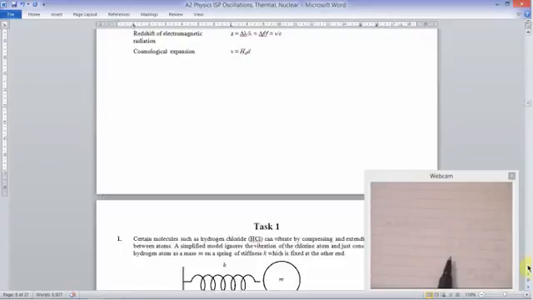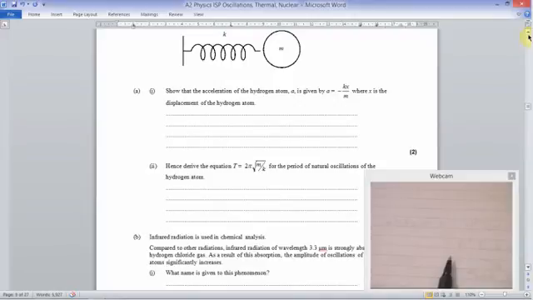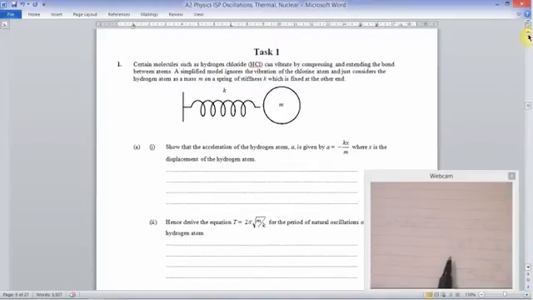Okay, let's get into these questions then. We've got a hydrogen atom on a spring. This is a model for the bonds inside a molecule, essentially. You've got a simplified model that ignores the vibration of the chlorine atom and just considers the hydrogen atom as a mass m on a spring of stiffness k at the other end. This is our model of what's going on in this molecule. Show the acceleration a of the atom is given by a equals minus kx divided by m, where x is the displacement of the hydrogen atom. That's pretty straightforward.